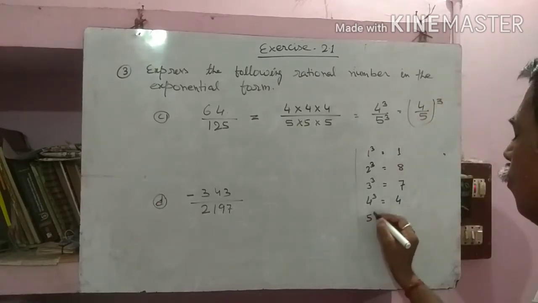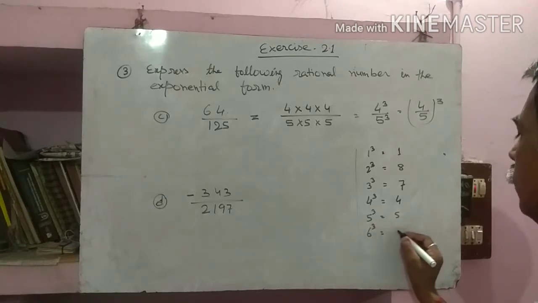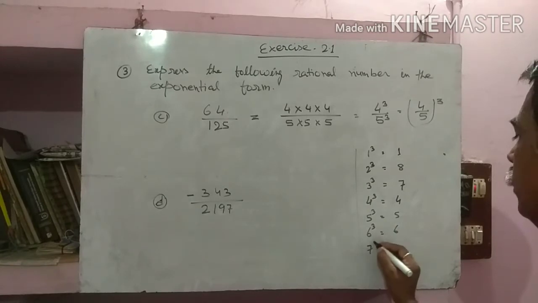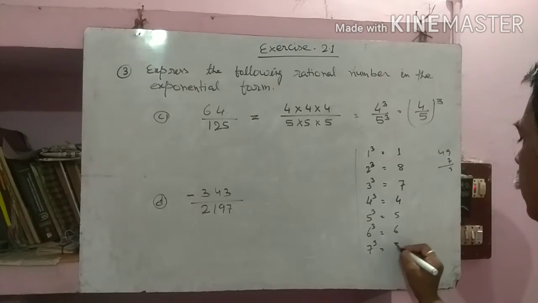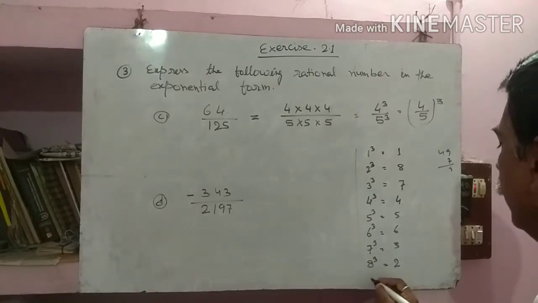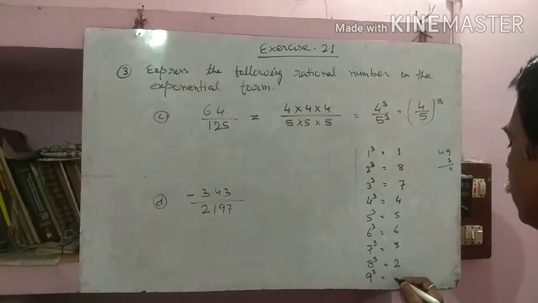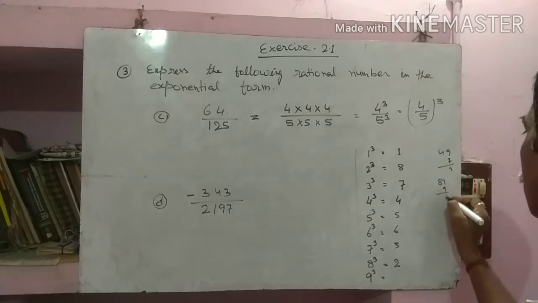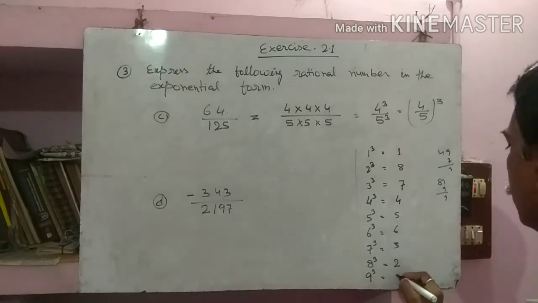And 5 to the power 3, the result will end in 5. 6 to the power 3, the result will end in 6. 7 to the power 3, the result will end in 3. 8 to the power 3, the result will end in 2, and 9 to the power 3, the result will end in 9.